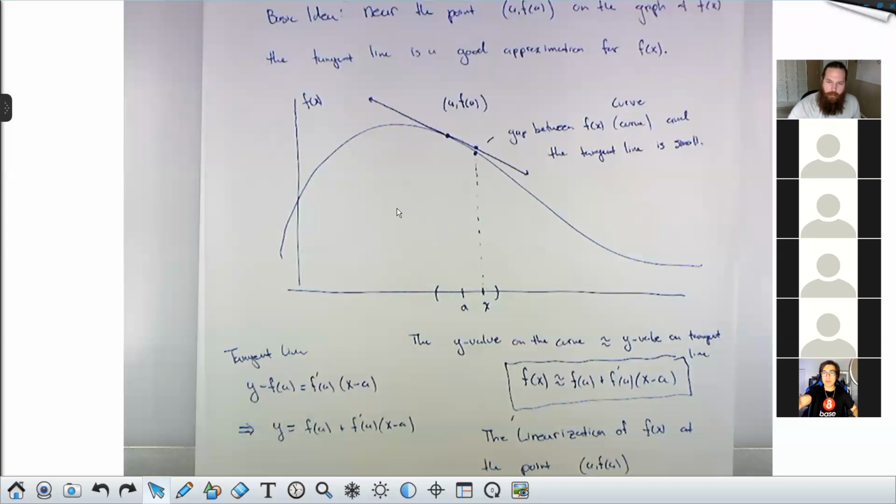If you take Calc 2 with me next semester, I'll talk with you about how to extend this, how to make this better. And that leads to what's called a Taylor series. But for now, we're just going to look at the linearization.